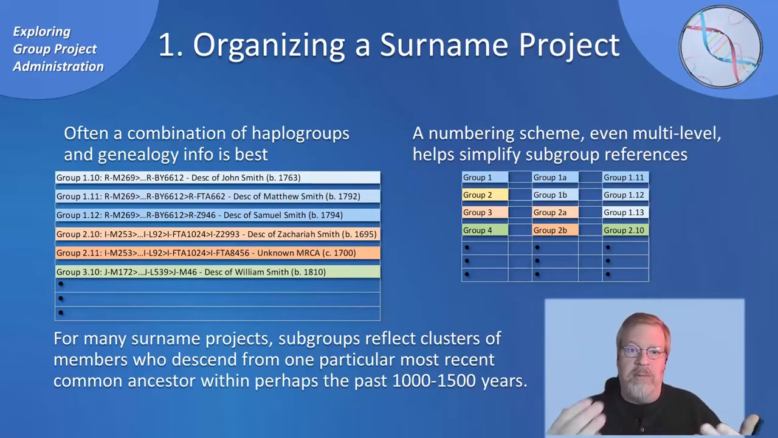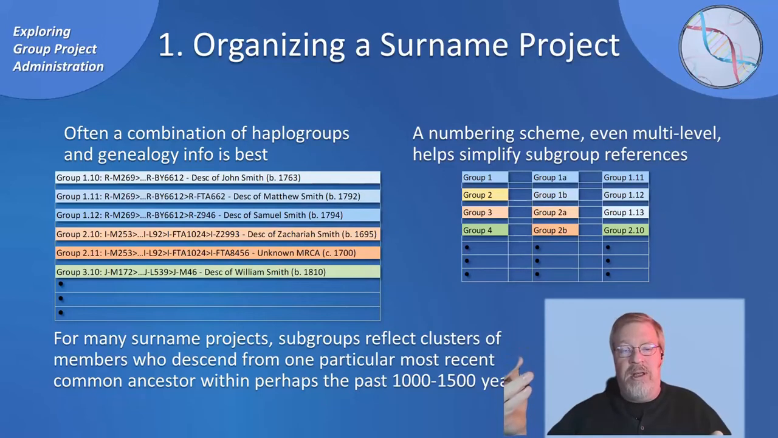So you get this one-to-one mapping. The example I've got over here says, okay, the descendants of John Smith all happen to fall into, and I just made these haplogroups up, so if you look on the haplotree, you won't find these, they fall into R1B. BY6612 is the SNP that defines the haplogroup that they fall into. So that's the descendants of John Smith. There's a son of his called Matthew Smith that's under FTA 662, and I created group 1.10 and 1.11 for that. And so it's a combination of the haplogroups that they're under and the genealogy info.